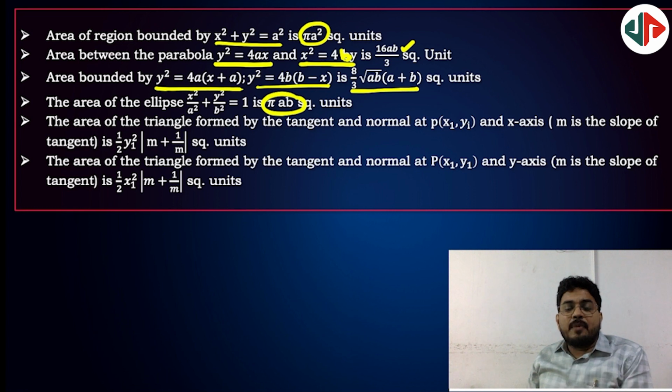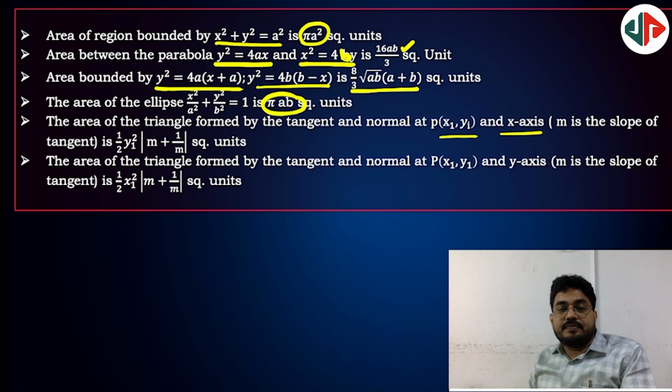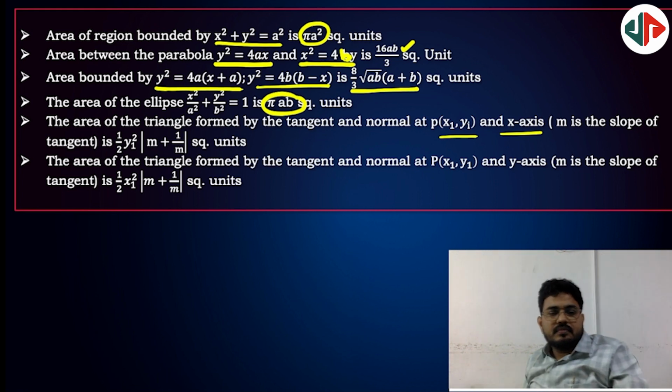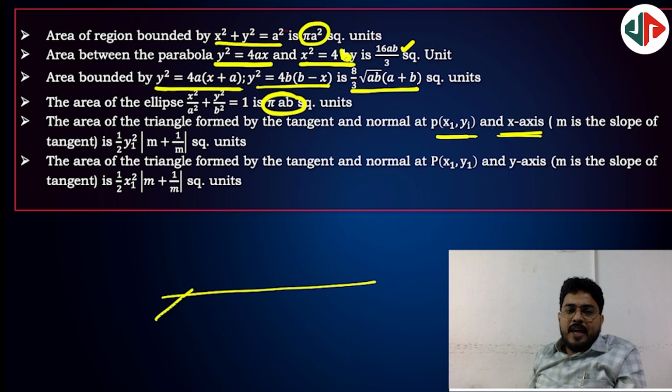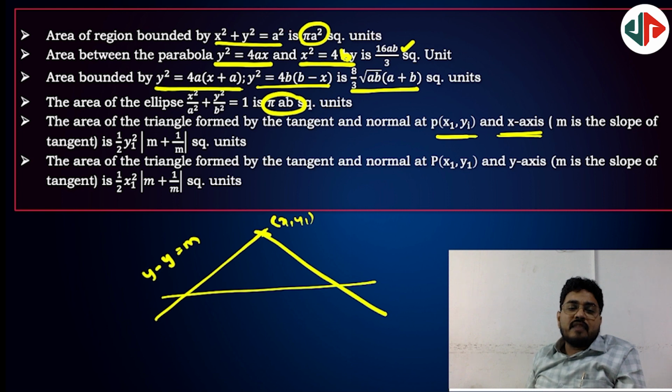Area of the triangle formed by the tangent and normal at x1 y1 and the x-axis, where the slope is m. So what is this one? With the slope m, and x1 y1 here, you can write it as y minus y1 is equal to m into x minus x1. See, simply this value is equal to y1.